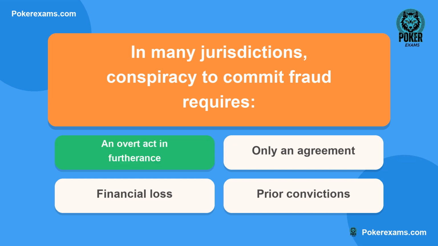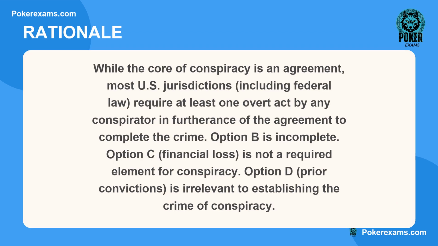The correct answer is A. Here is why. While the core of conspiracy is an agreement, most U.S. jurisdictions, including federal law, require at least one overt act by any conspirator in furtherance of the agreement to complete the crime. Option B is incomplete.